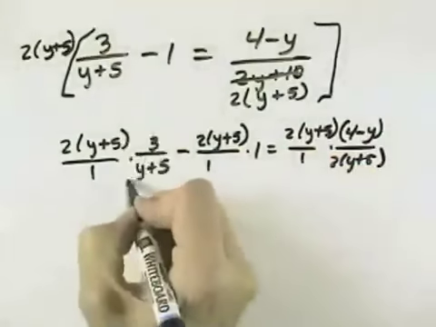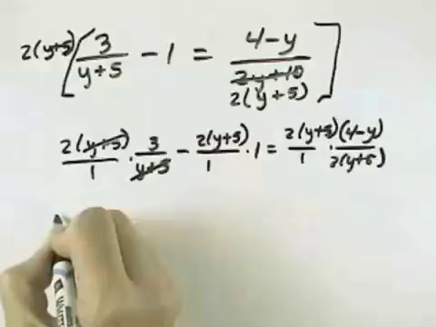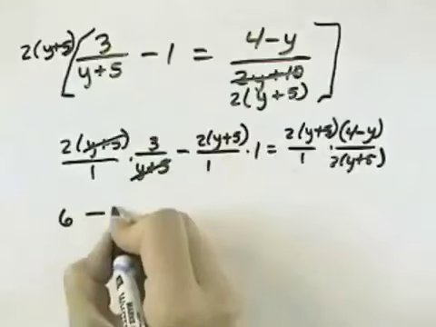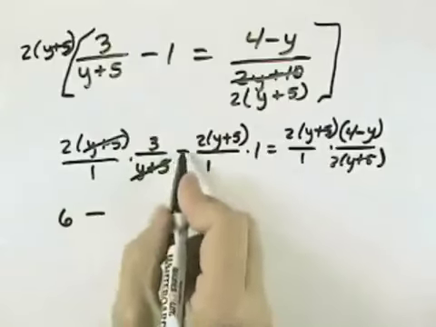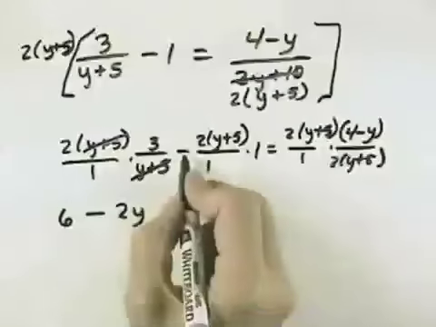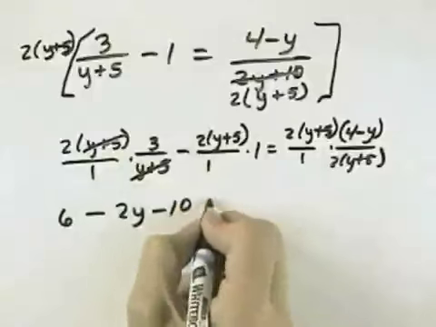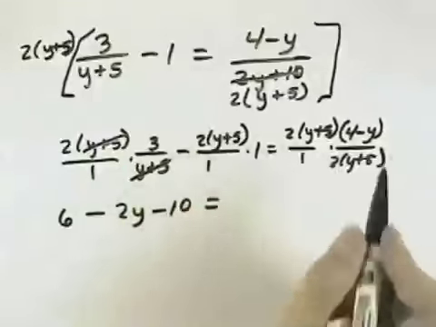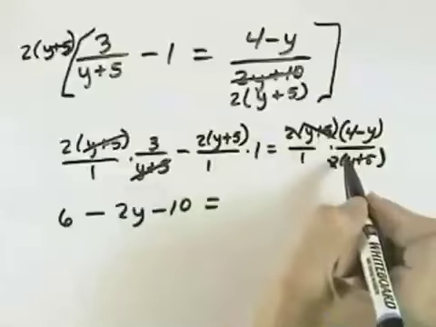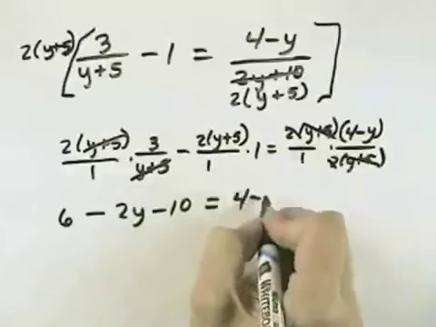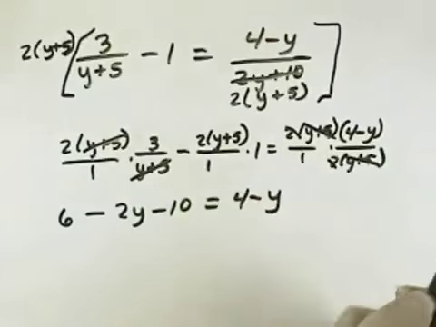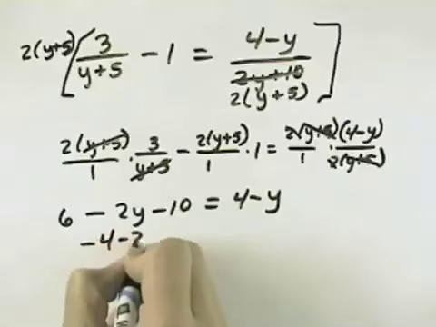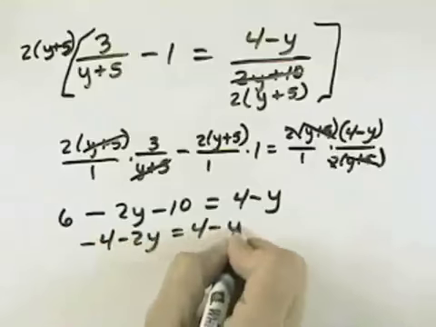So here the y plus 5 cancels in our first one, leaving 2 times 3, which is 6, minus, nothing cancels here, so we're left with minus the 2y, and minus 2 times 5 is minus 10, distributing this negative through this whole product. Equals, here the 2 cancels and the y plus 5 cancels, leaving 4 minus y. So this is what we're going to solve for y. 6 minus 10 is negative 4 minus 2y equals 4 minus y.